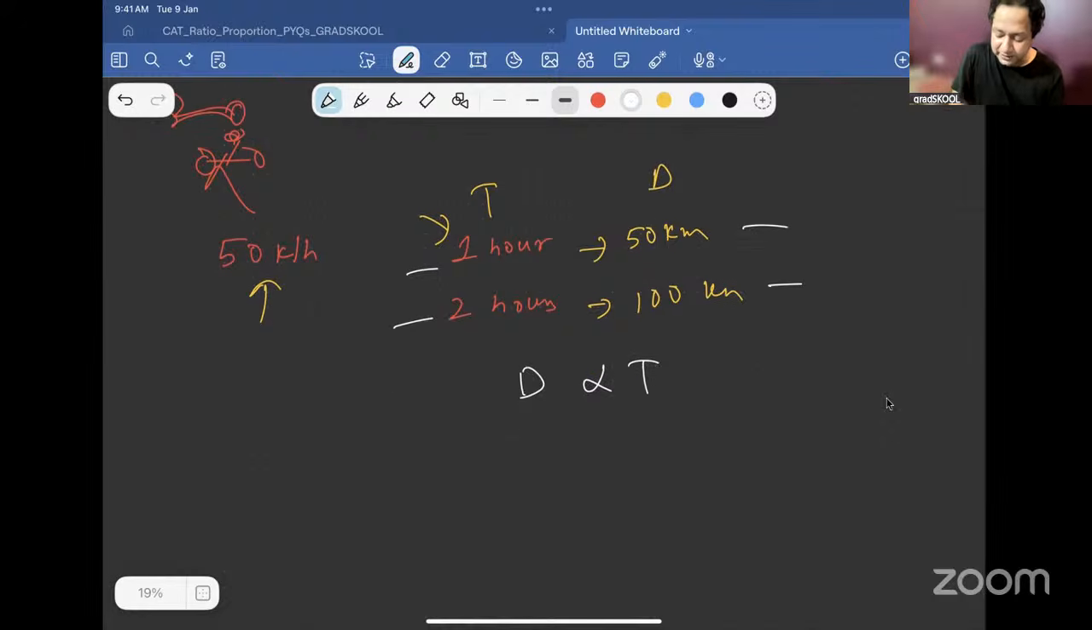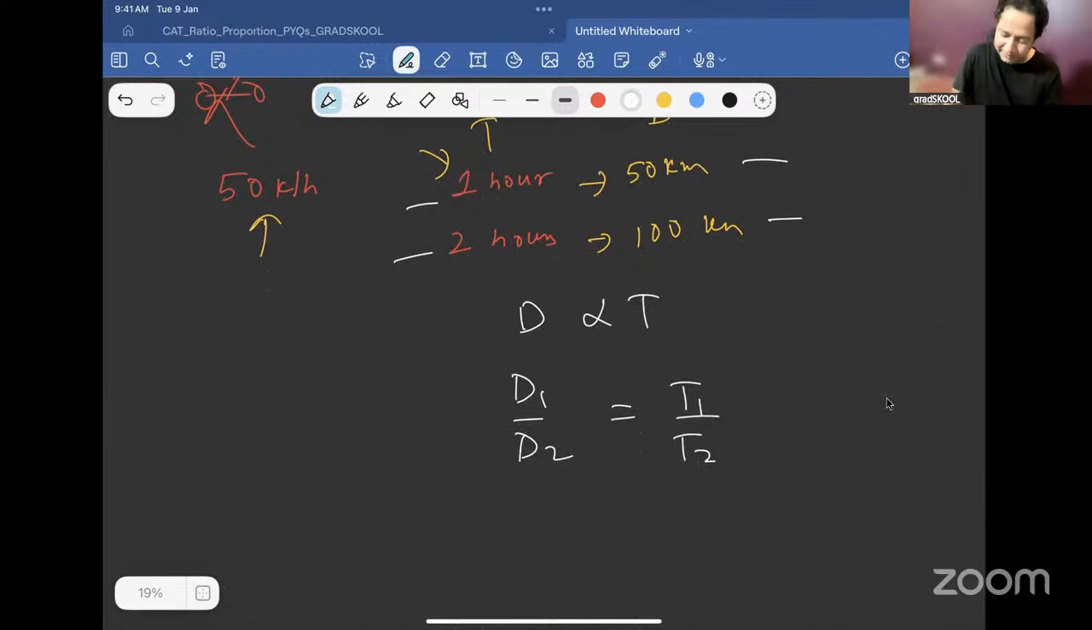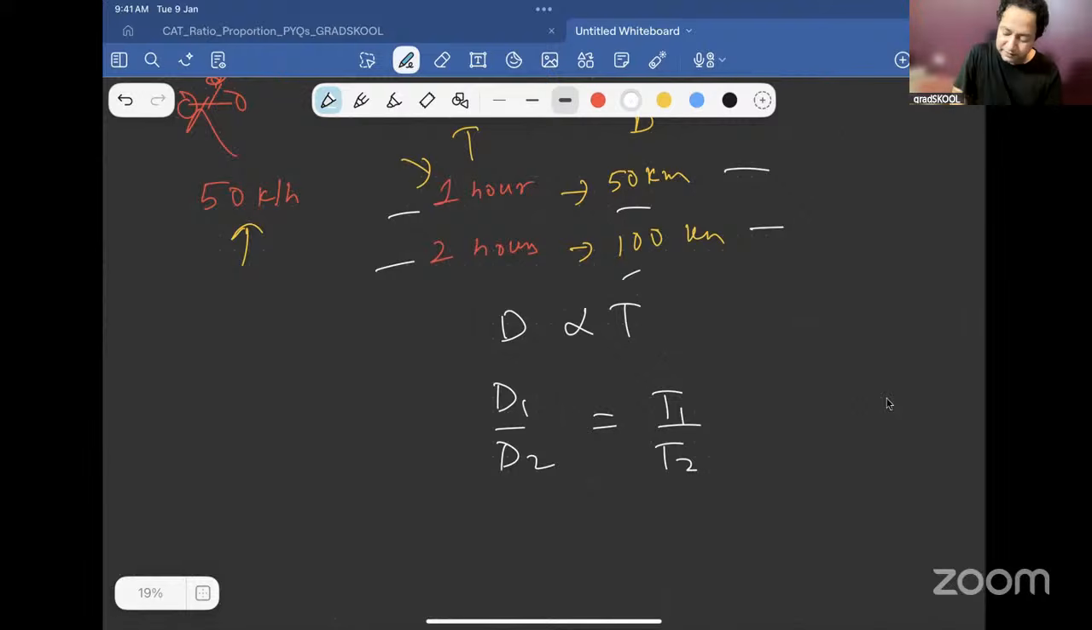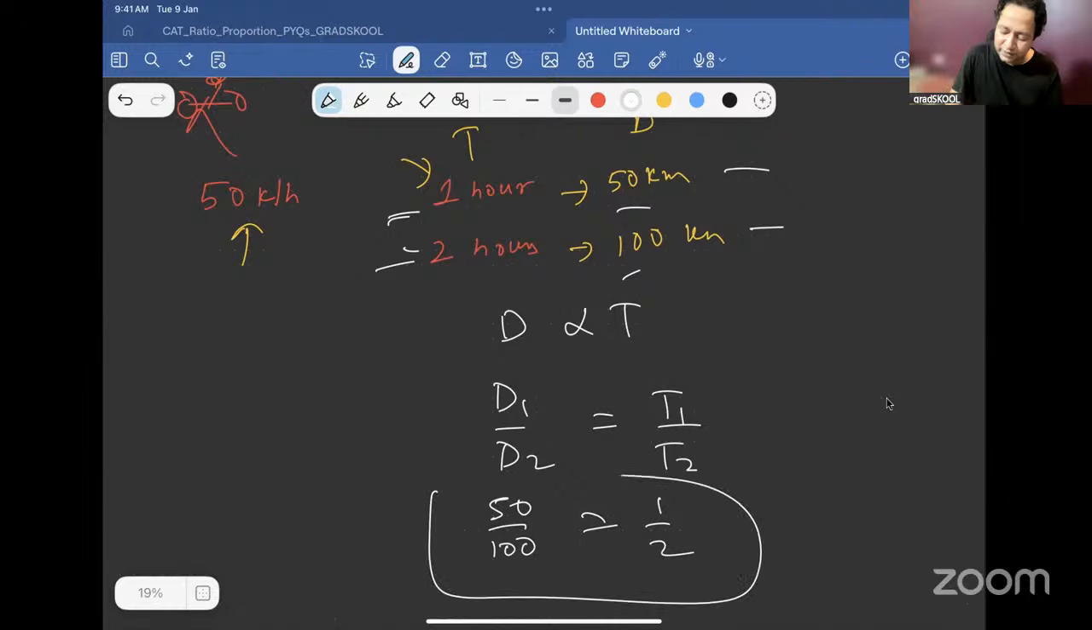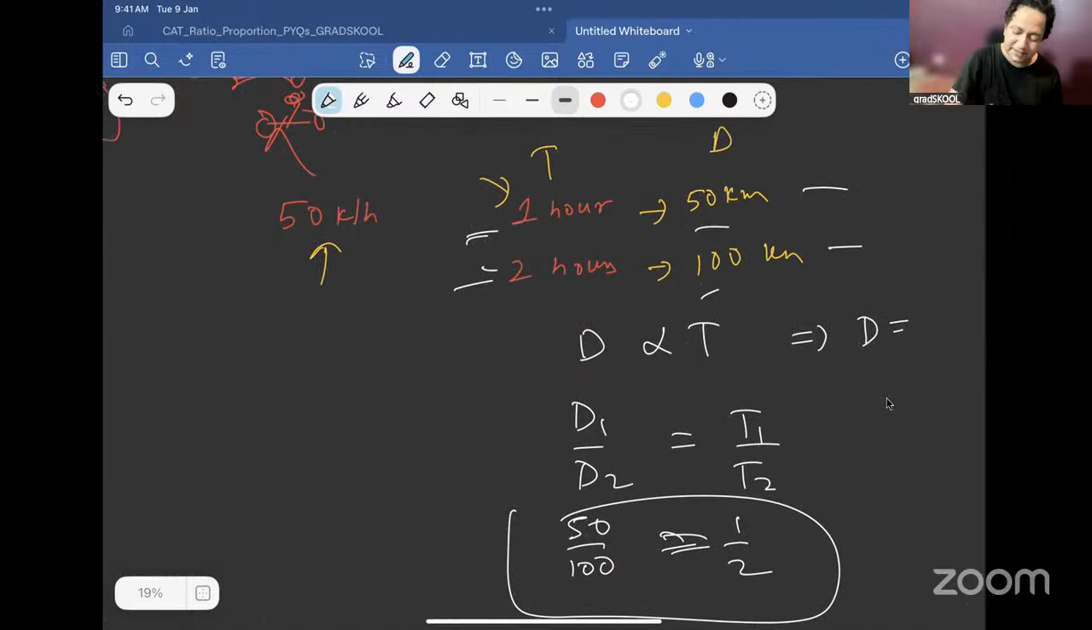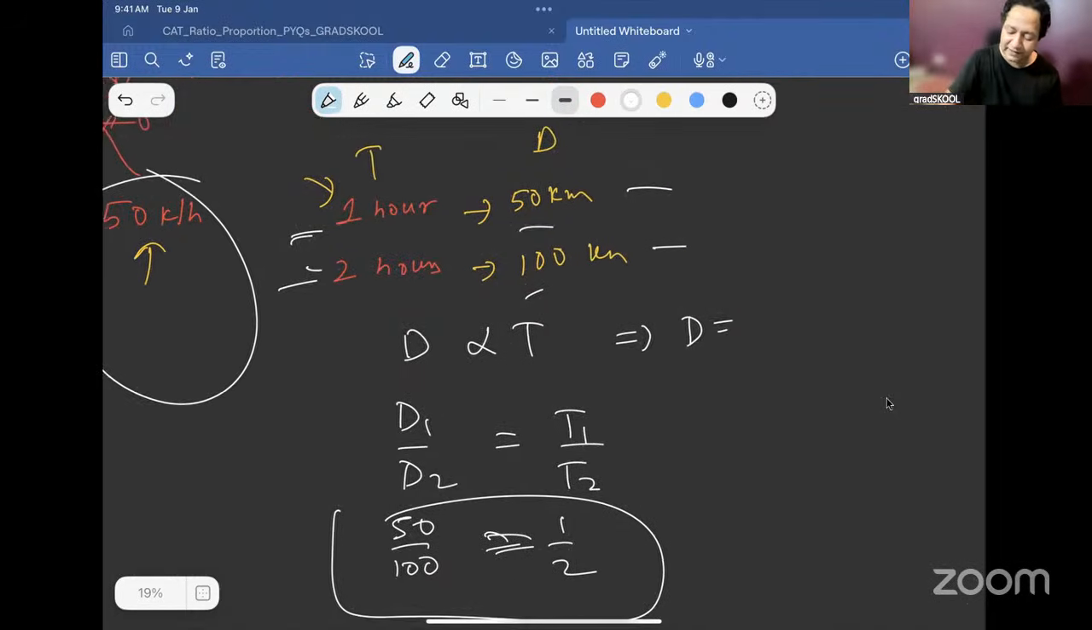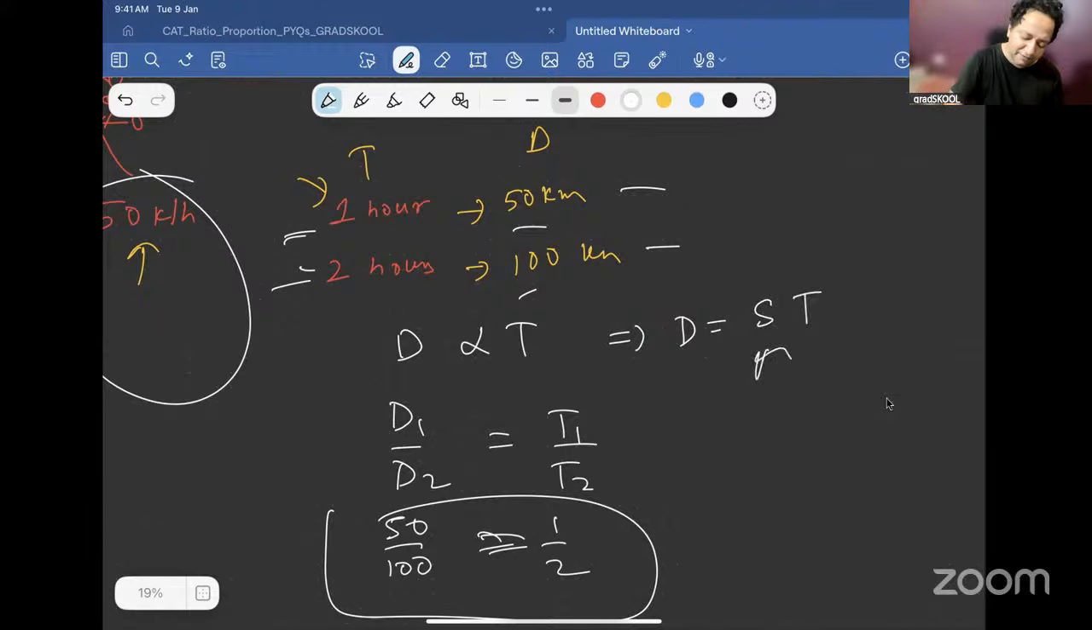Okay. Which means D1 upon D2 should be equal to T1 upon T2. Is that happening? Yes, absolutely. So 50 upon 100 is equal to 1 upon 2. Yes, that's happening. So I'm really satisfied. So this forms a kind of a variation thing. But there has to be a constant, guys. What's that constant? Let's see. That constant is, needless to say, the speed here. So speed becomes constant in this case. So I can write, if speed is constant, distance and time are directly proportional. In similar fashion, if time is constant, distance and speeds are in direct proportion.